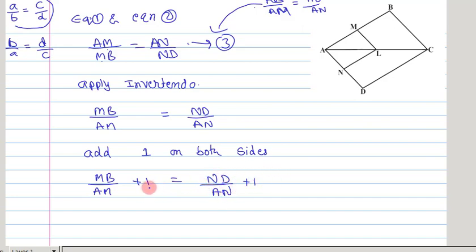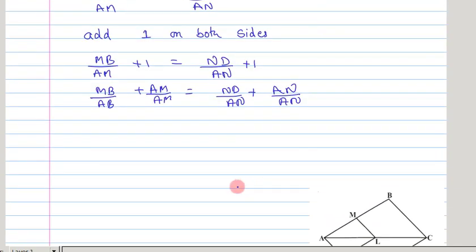And this 1 I am going to write in terms of another form. In what manner can I write it? To add them, I am going to make them like fractions. So to make them into like fractions, 1 I am writing as AM by AM. In the same manner, on this side 1 I am writing as AN by AN. So we can add very easily on both sides. We can add these fractions very easily. Why? Because they turn into like fractions.